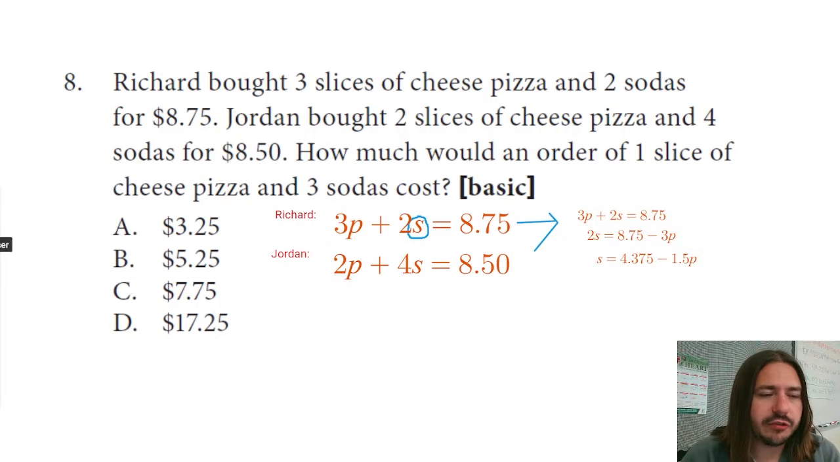So now that I have an equation for s, where s is isolated, now what I can do is take this expression for s and substitute it into s for the other equation. Then what I'll have is just a single equation that I can solve.